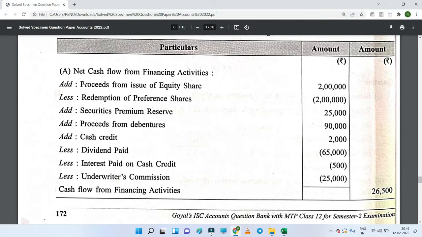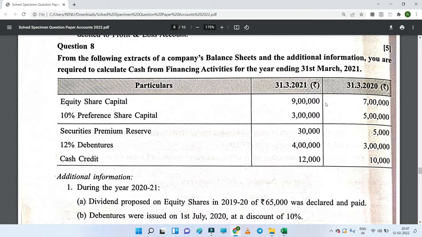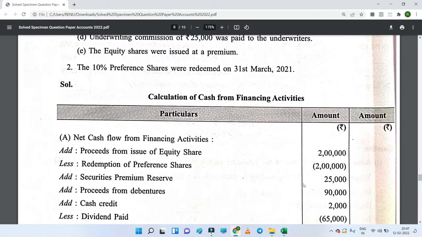Accordingly, let's first of all calculate the net cash flow from financing activities. For calculating that, this should be our first line. Whatever inflow is provided, that we need to add. As I told you, proceeds from issue of share capital is the difference between the equity share amounts, 9 lakh minus 7 lakh, which is 2 lakh. That should be added because there is an inflow of cash.